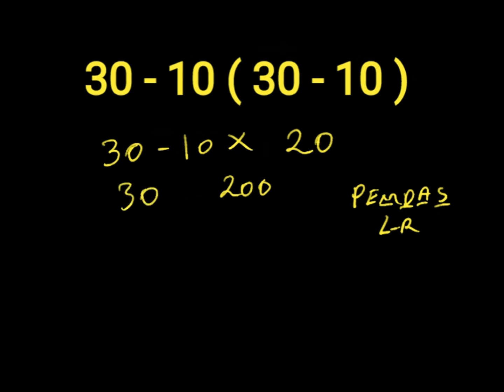We have 30 minus 200. 30 minus 200 will give us a negative 170. This answer is correct. I hope you find this video helpful.